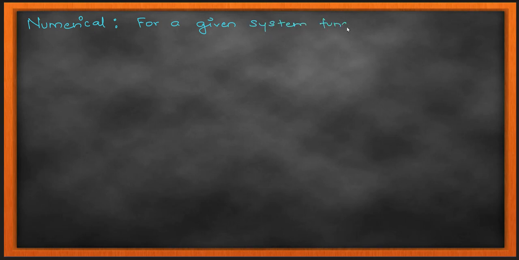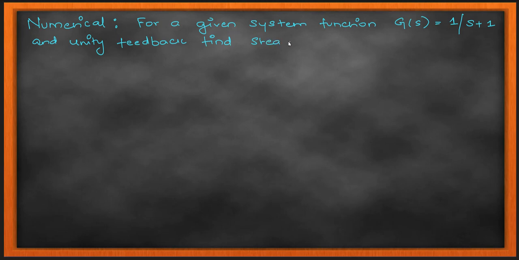So a question is given for a given system. Your system function is given as g of s, which is equal to 1 upon s plus 1. Good. And your feedback is probably going to be a unity feedback, which means my h of s is equal to 1. And then I need my input, so my input r of s is given. That also has to be given in the question. So these three things will be given to you: g of s, h of s, and r of s.